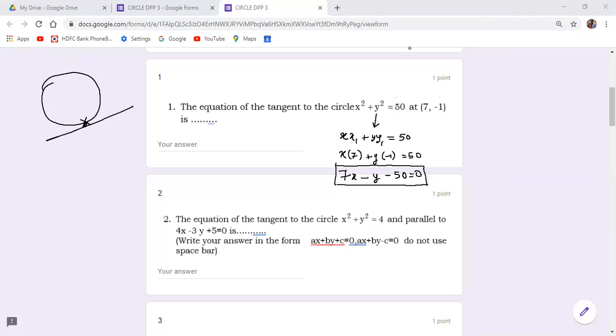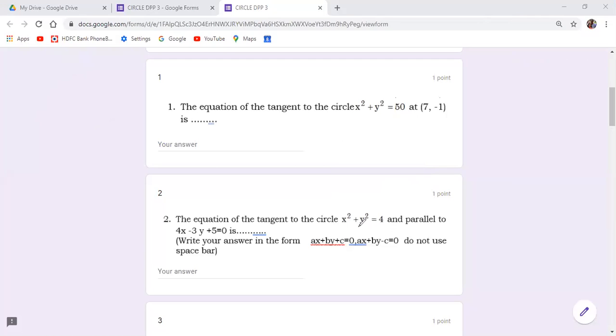Question number 2. Equation of tangent to the circle x square plus y square equal to 4 parallel to 4x minus 3y plus 5 equal to 0. You have two methods to do this problem, one by using the formula and one by using the general circle's equation. Just try to understand here. Here is a circle. Here is the tangent, parallel to another line. Here is another line parallel to it. What is the equation? 4x minus 3y plus 5 equal to 0.